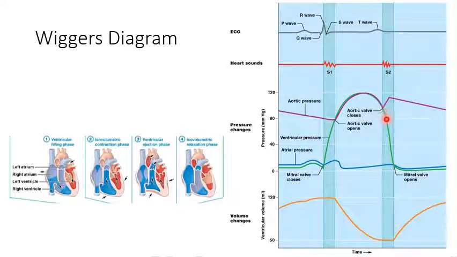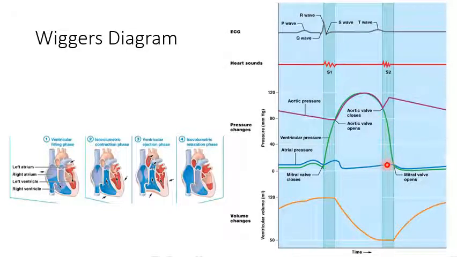Your pressure is going to drop in the ventricles once you're in the isovolumetric relaxation phase as they are relaxed. The SL valves are going to close when that pressure drops below the pressure in the artery. That causes your S2 heart sound, which is the closing of the SL valves.